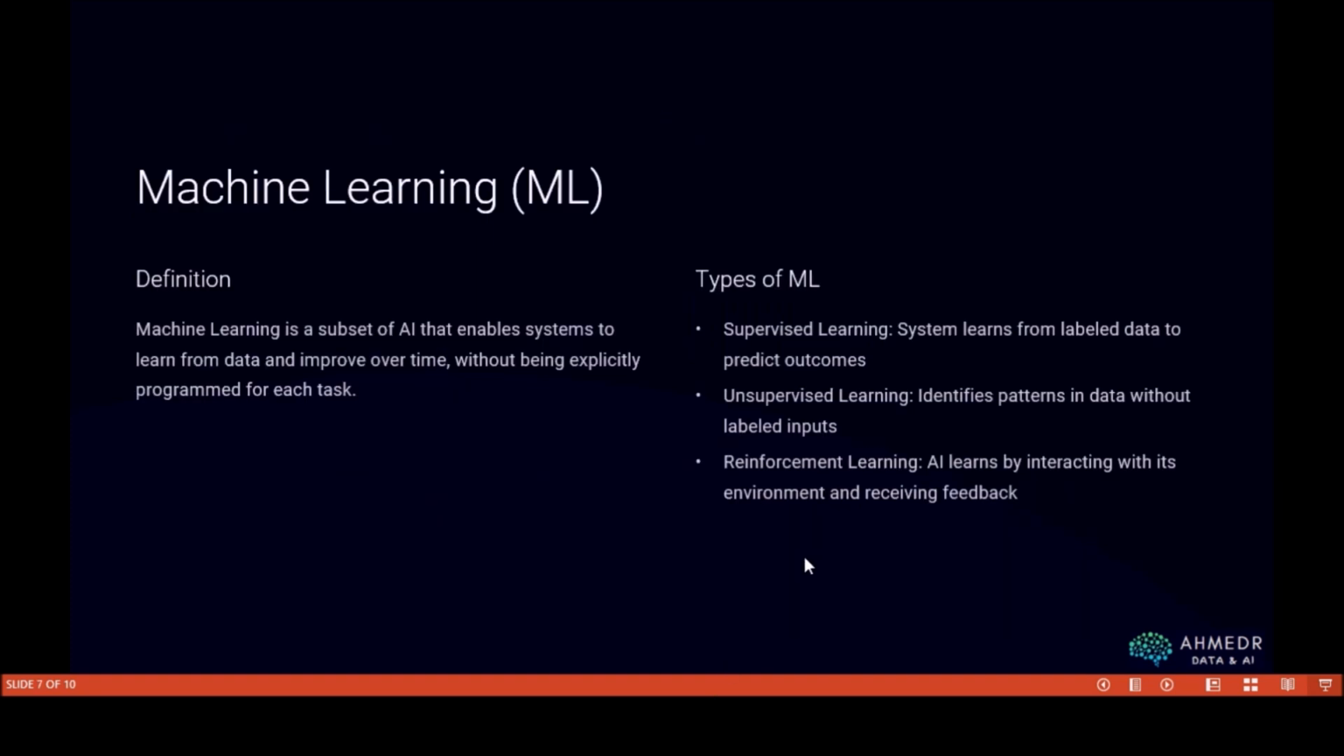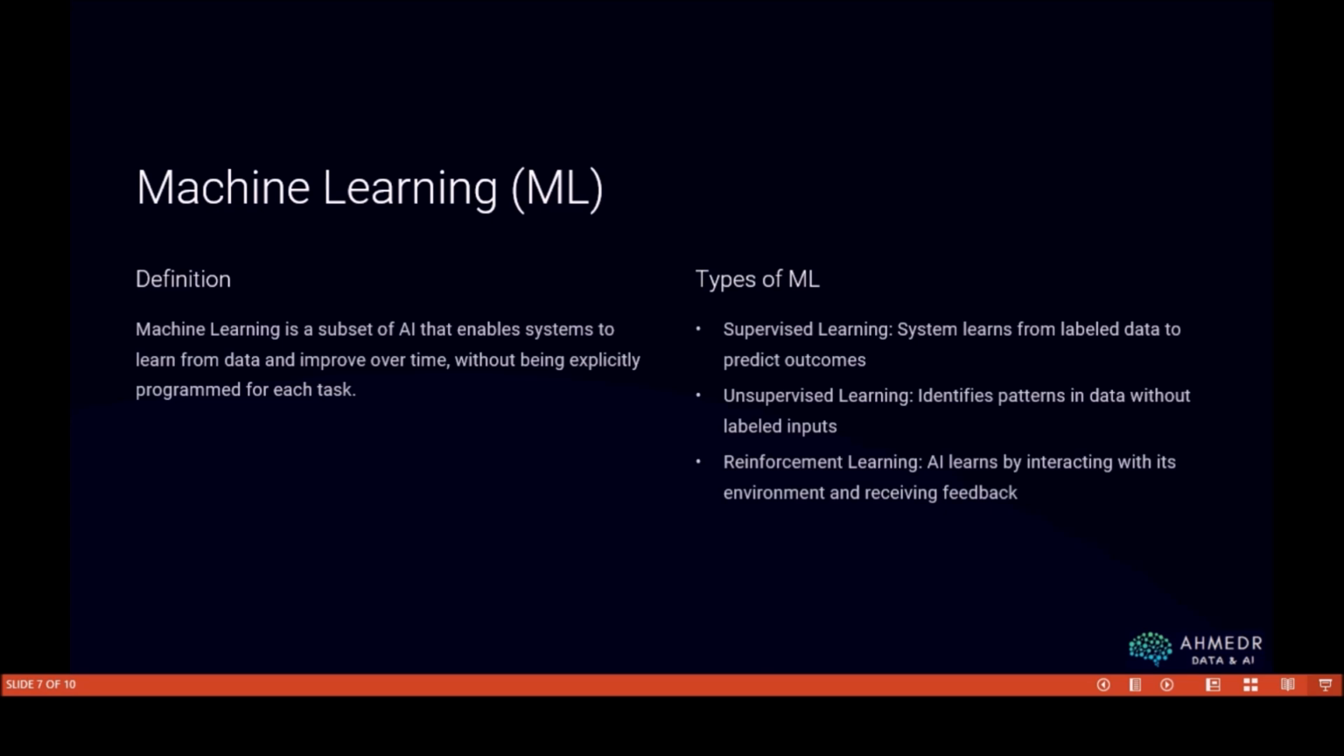Let's talk about an important topic, which is machine learning. Machine learning is a key technology that powers AI. It allows machines to learn from data and improve over time. Instead of programmers writing specific rules for each task, machine learning systems adapt and improve their performance based on experience. There are different types of machine learning. These are the main types of machine learning.